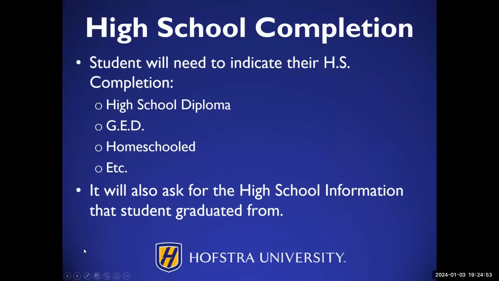Then after the demographics section, it's going to go into high school completion. The student will need to indicate their high school completion, which is either if they're getting a high school diploma, GED, or homeschooled. If you are getting a high school diploma, it's going to ask for the information of the high school that the student graduated from or is going to graduate from.